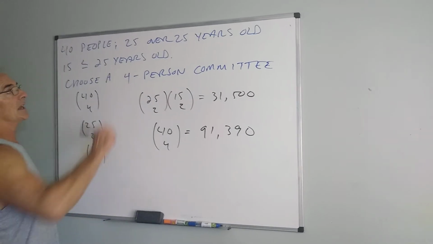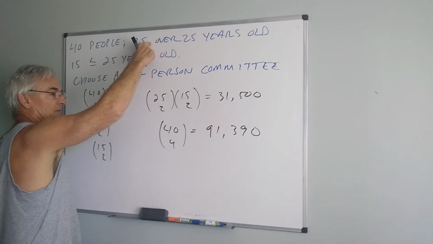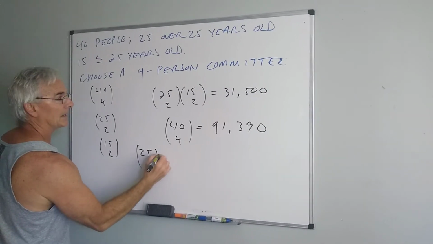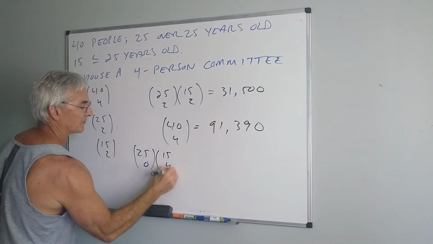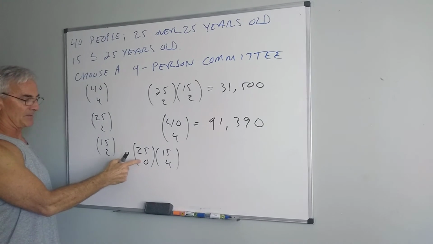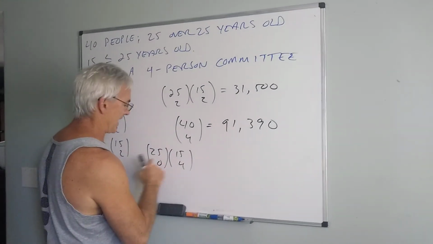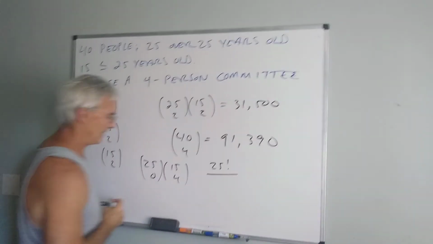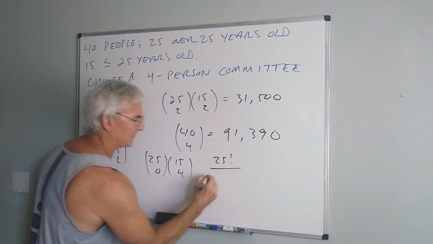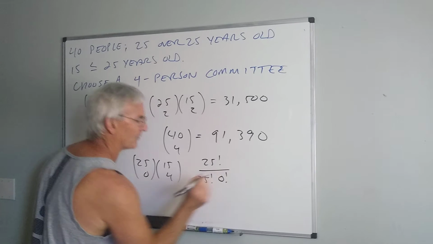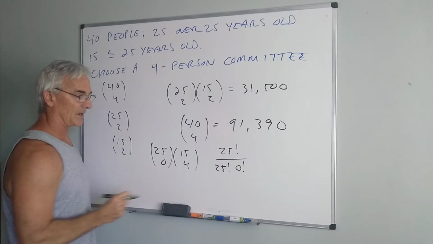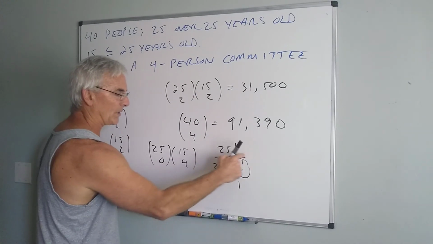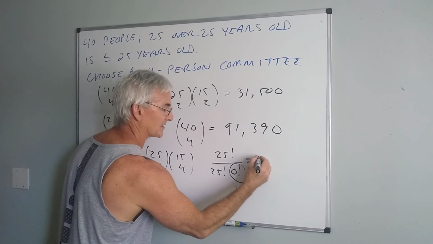So let's consider the case also where I have 0 people from this group. That would be 25 choose 0, and then all the choices would be from the other group. Now this presents kind of a problem here. First, because that means that we're going to get a 25 factorial on top, and a 25 factorial times 0 factorial on the bottom, because that's 25 minus 25. But we know that number is 1, so we know this total number here is exactly 1.